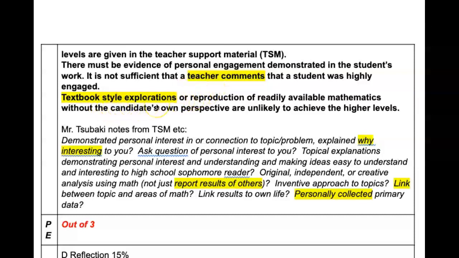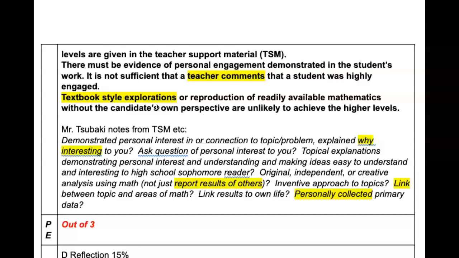Textbook style explorations. If you are looking for your IA on the internet, that is a really bad sign. You are probably destined to have a mediocre IA, even if the reason why you're looking online is to try to copy a 7 IA. If it's not your 7 IA, it's somebody else's 7 IA, you are going to get a 4, okay?